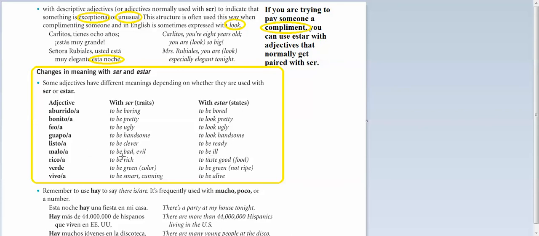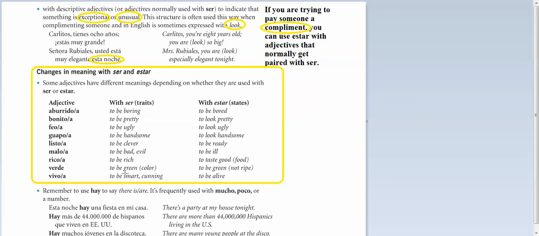Malo is to be bad or evil. With estar, it's to be sick. So, for example, I don't remember her name, but La Madre in Tangled. Ella es muy mala. She's a bad lady. But if I don't feel well, I say, uy, estoy muy mala hoy. Me siento muy mal. Rico is to be rich, like to have a lot of money with ser. But if your food tastes good, like mis brownies son muy ricos, son muy deliciosos, that's when you use estar. Están muy ricos, están muy deliciosos.